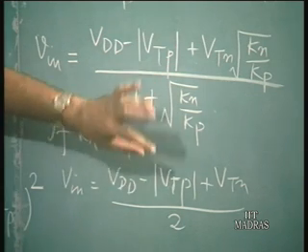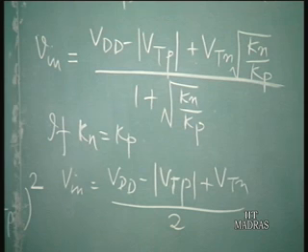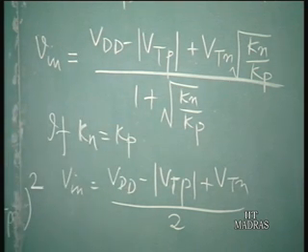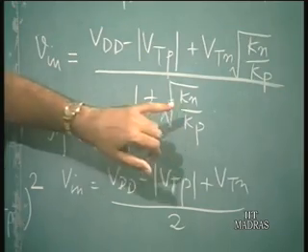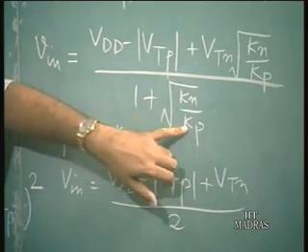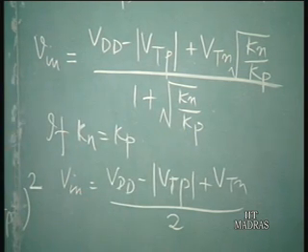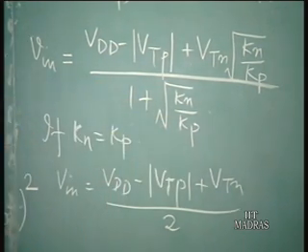Of course, Kn may not be equal to Kp, which may be the case if we use the smallest size transistors. Kn and Kp, we know, are dependent on the W by L ratios, and they are also dependent on mobility. Since the mobility in the case of an NMOS transistor is different from that of a PMOS transistor, the mobility for electrons being more than that of holes, Kn by Kp may not be the same if we use the smallest size transistors for both NMOS and PMOS, in which case root Kn by Kp may not be equal to 1.